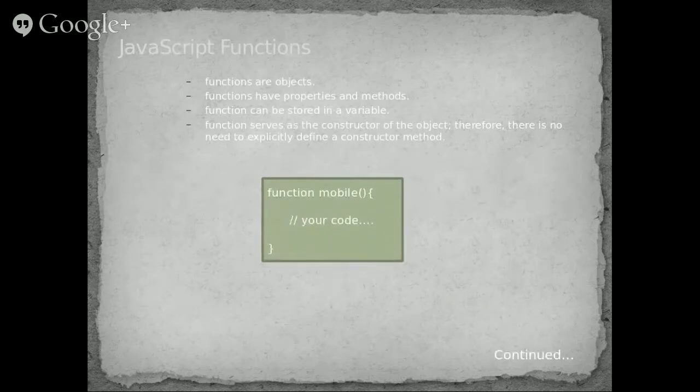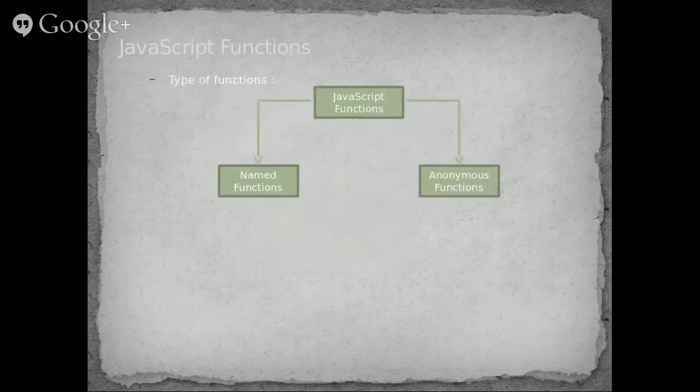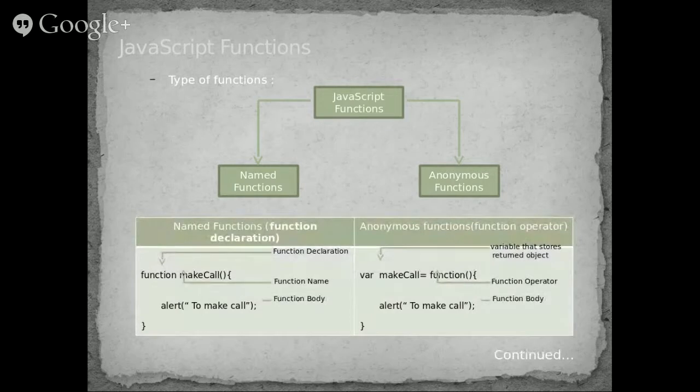There are two types of functions available in JavaScript. One is named functions and the second one is anonymous functions. What is the difference between these two? A named function will have a name, an anonymous function will not have a name. We will check that. This is the syntax of how we can define named and anonymous functions.